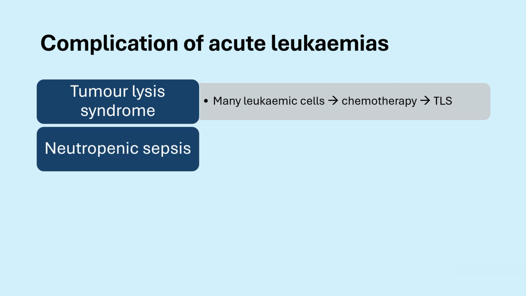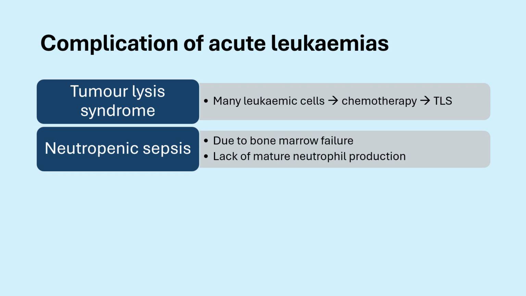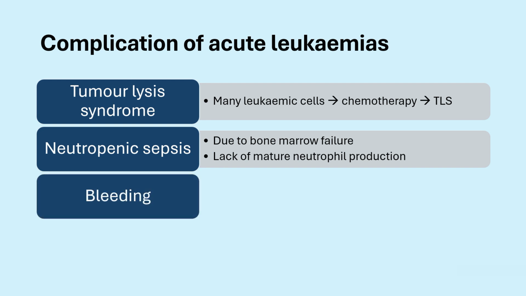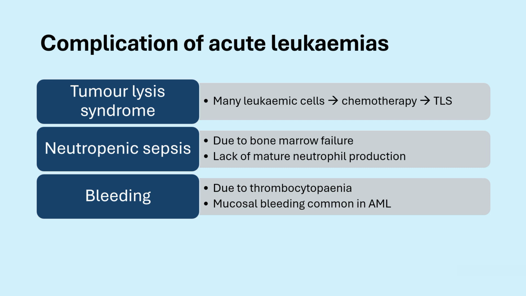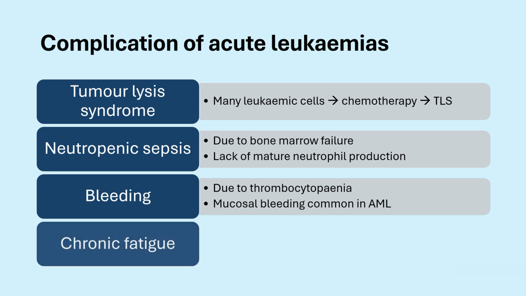Another complication is neutropenic sepsis. Because the bone marrow cannot produce mature blood cells, the lack of neutrophils predisposes people to infections, and hence people can develop neutropenic sepsis. Bleeding is another common feature of all types of acute leukemias, even although it is more common in APML, and this occurs due to the thrombocytopenia. Chronic fatigue is a common presenting complaint because of the chronic anemia that occurs with these leukemias.